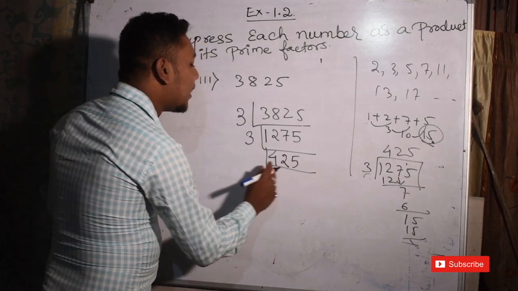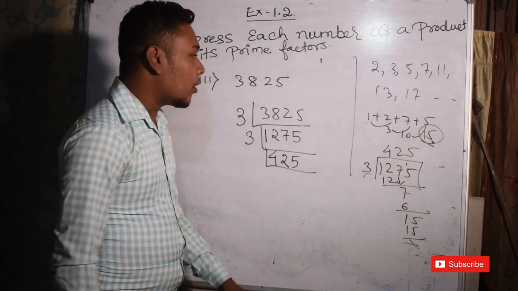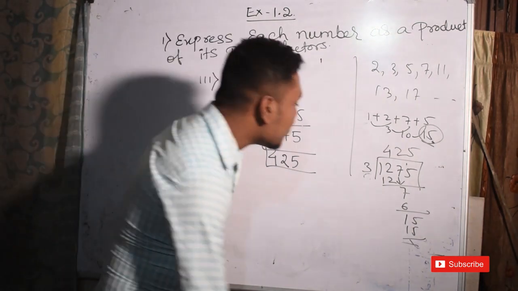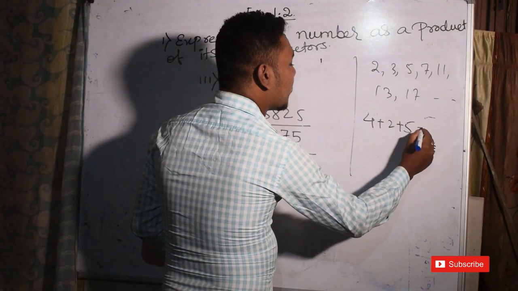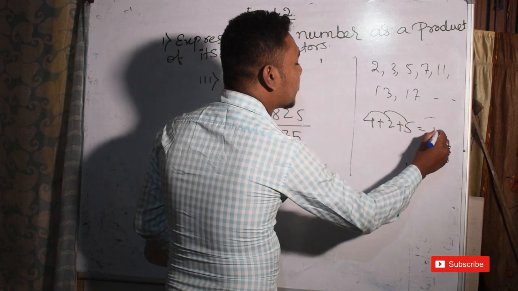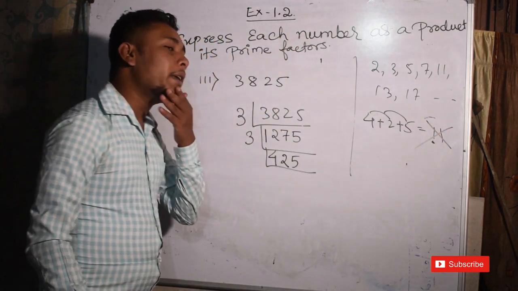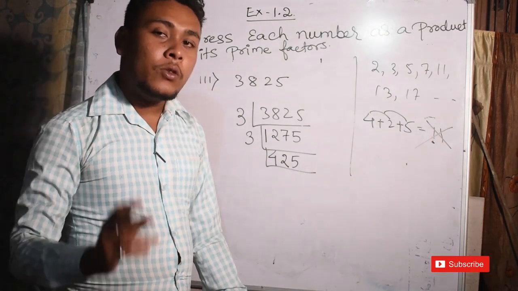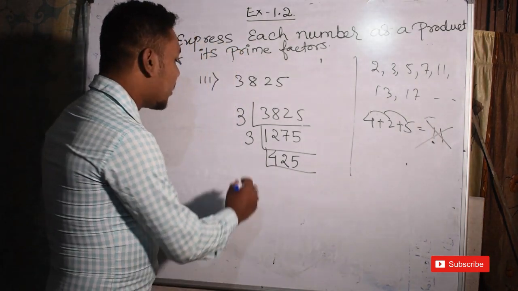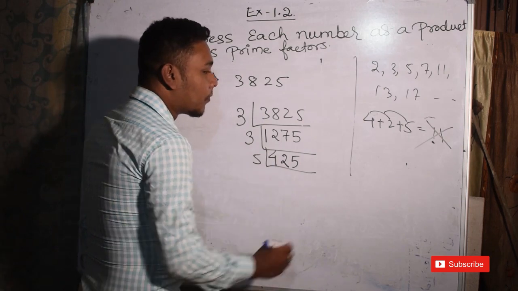So we get 425. Again let us check whether this number is divisible by 3 or not. The same process applies. 4 plus 2 plus 5 is 11. No, 11 is never divisible by 3, because 3 ones are 3, 3 twos are 6, 3 threes are 9, 3 fours are 12, not 11. So by 5 it can go.